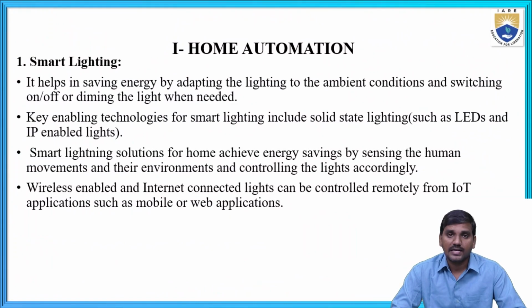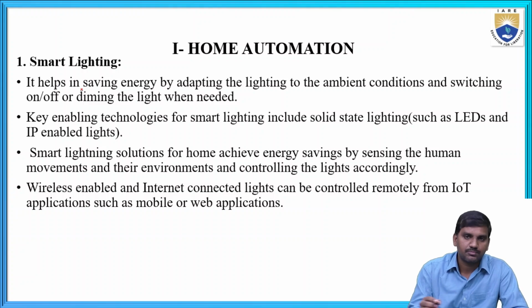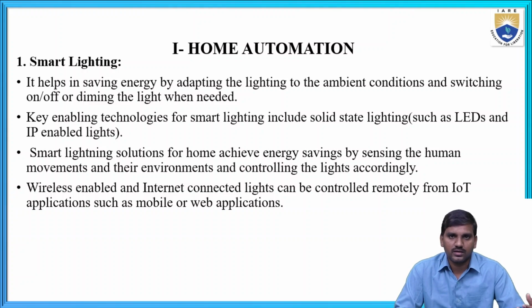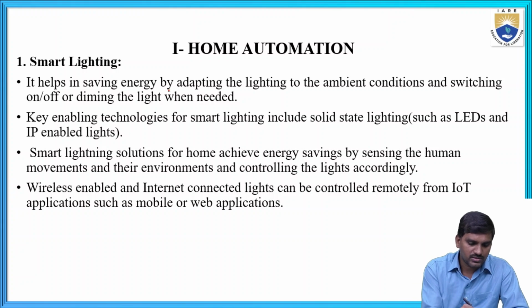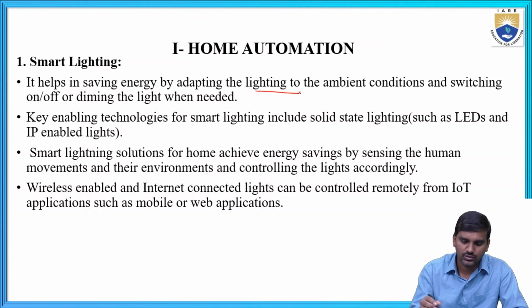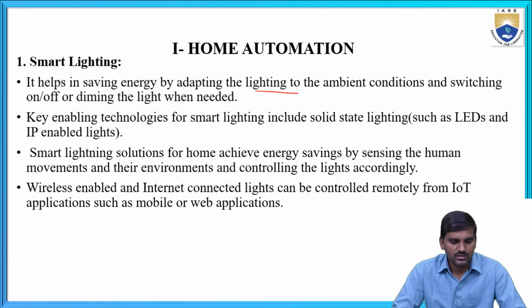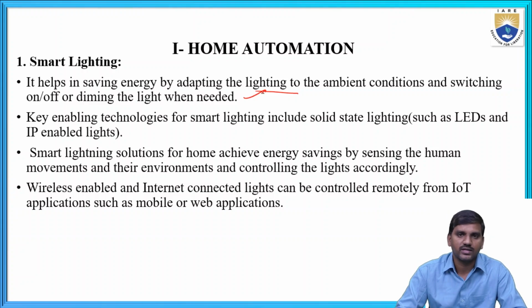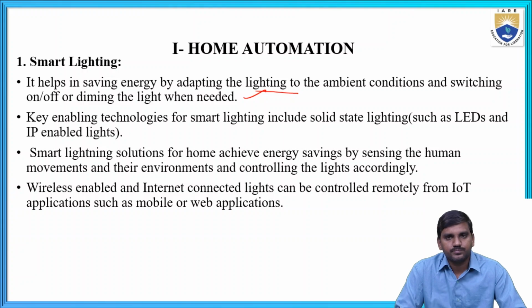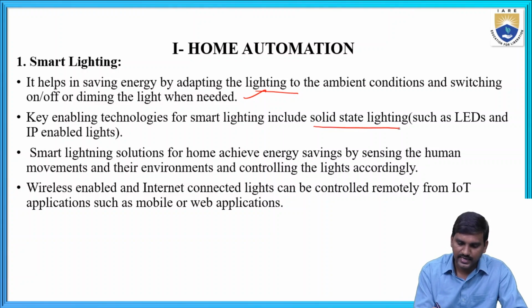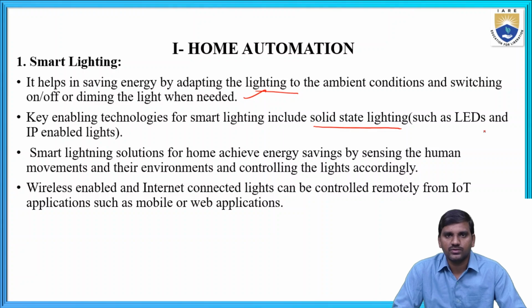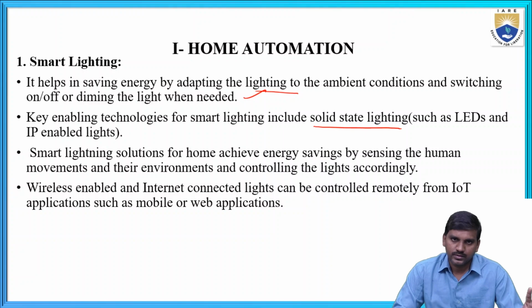Smart lighting. The significance of smart lighting is that it helps in saving energy by adapting the lighting to the ambient condition and switching on or dimming the light when needed. Key enabling technologies for smart lighting include solid state lighting such as LEDs and IP enabled lights. Here we discuss one enabling technology, solid state lighting.